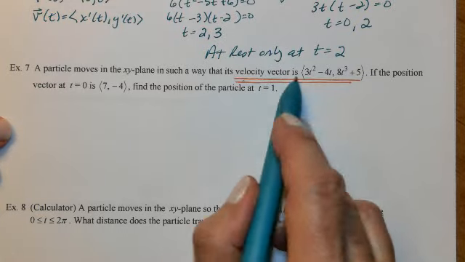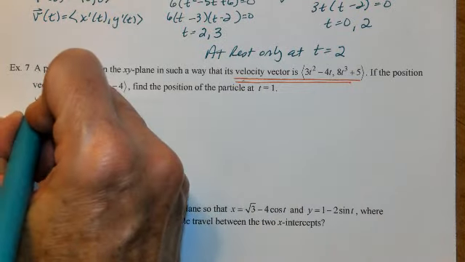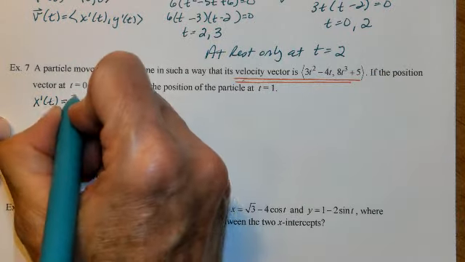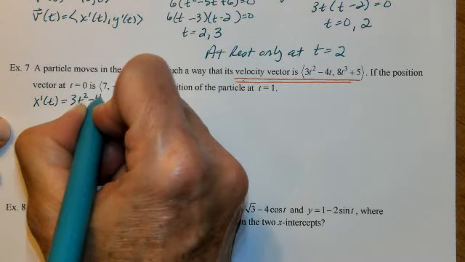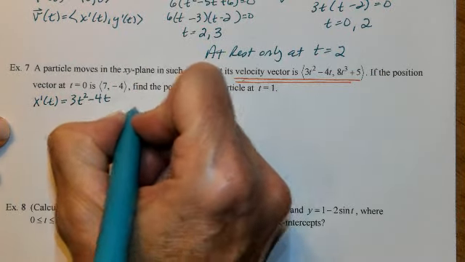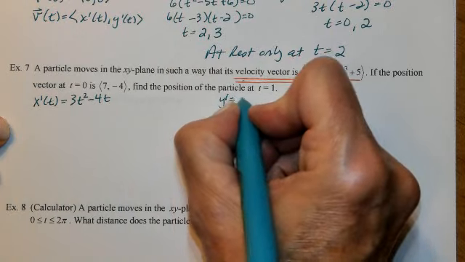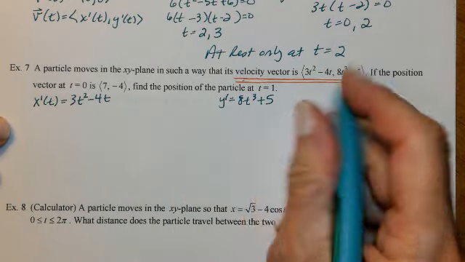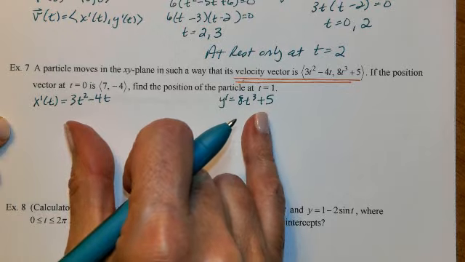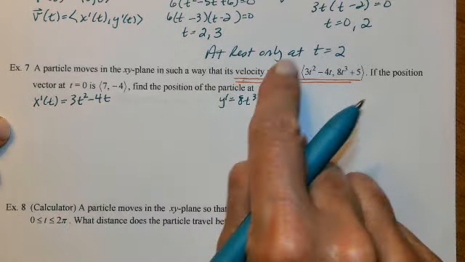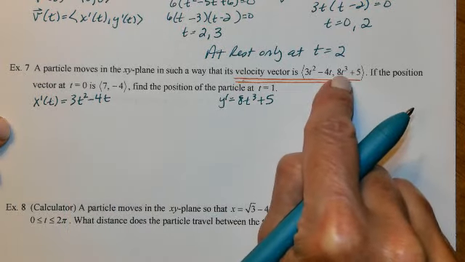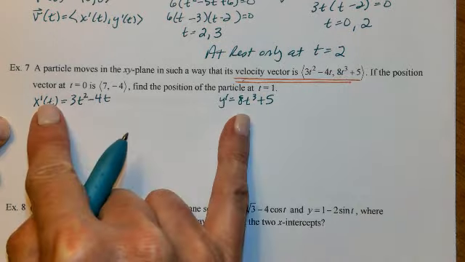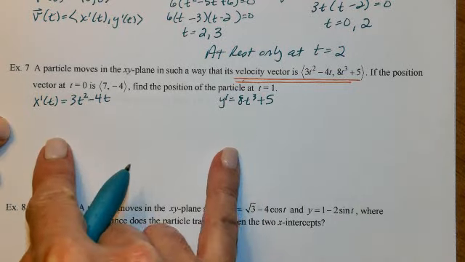So first of all, they gave us the velocity vectors, so therefore they gave us x prime and y prime. X prime is 3t squared minus 4t, and y prime is 8t cubed plus 5. Yes, you have to say that, all right? They just said the velocity vector is this. They didn't say x prime is this and y prime is this.